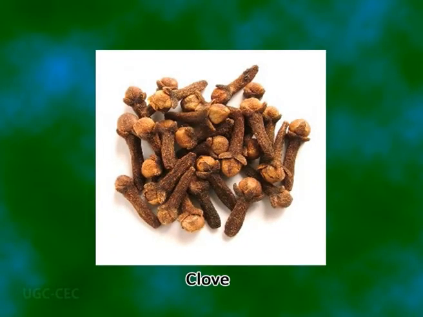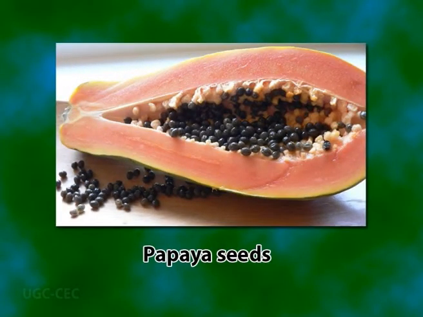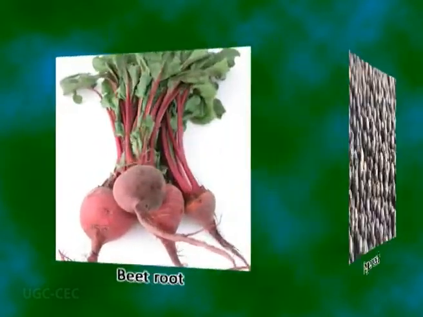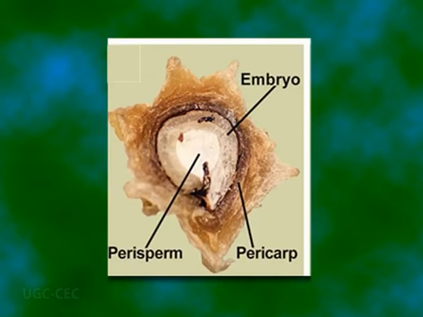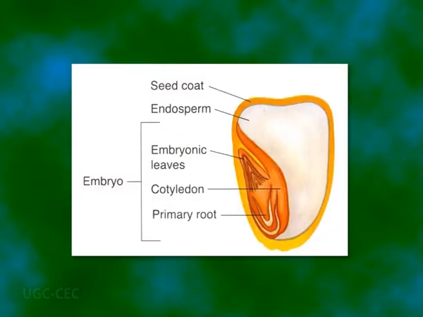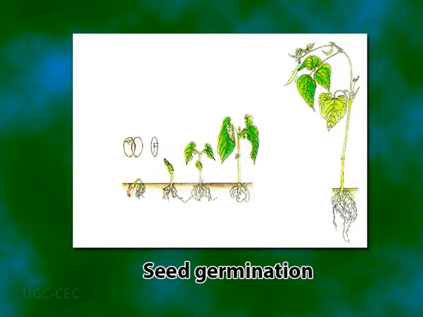seeds. Occasionally, it may persist in the seeds of some genera such as nutmeg, clove, papaya, pepper, beetroot, etc. as a thin layer called a perisperm lying inside the seed coat and supplies food material to the embryo. Integuments of the ovules harden as tough protective seed coats. The micropyle remains as a small pore in the seed coat. This facilitates entry of oxygen and water into the seed during germination.